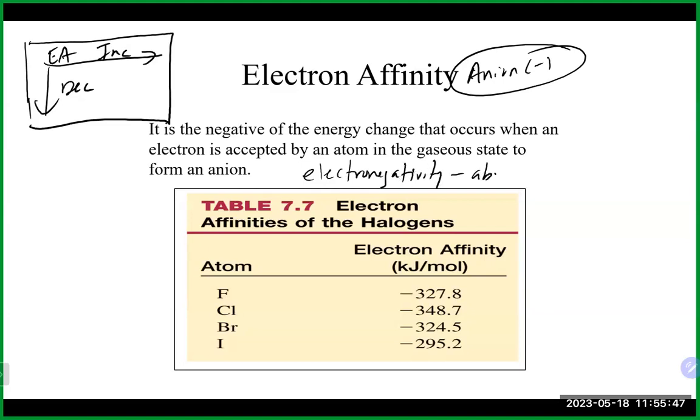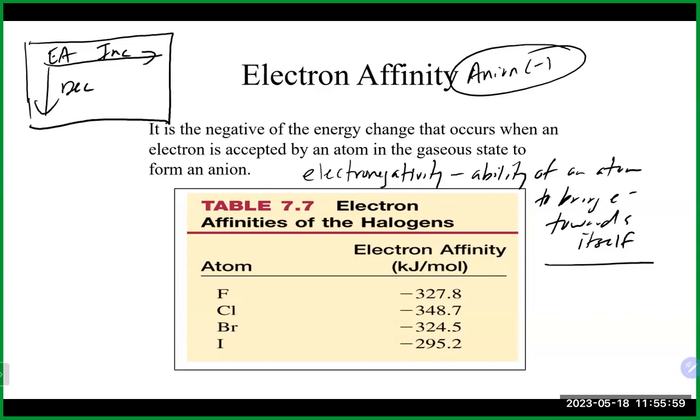Electronegativity is the ability of an atom to bring electrons towards itself. It follows a very similar pattern on the periodic table: it increases as you go up and to the right, and decreases as you go down to the left.